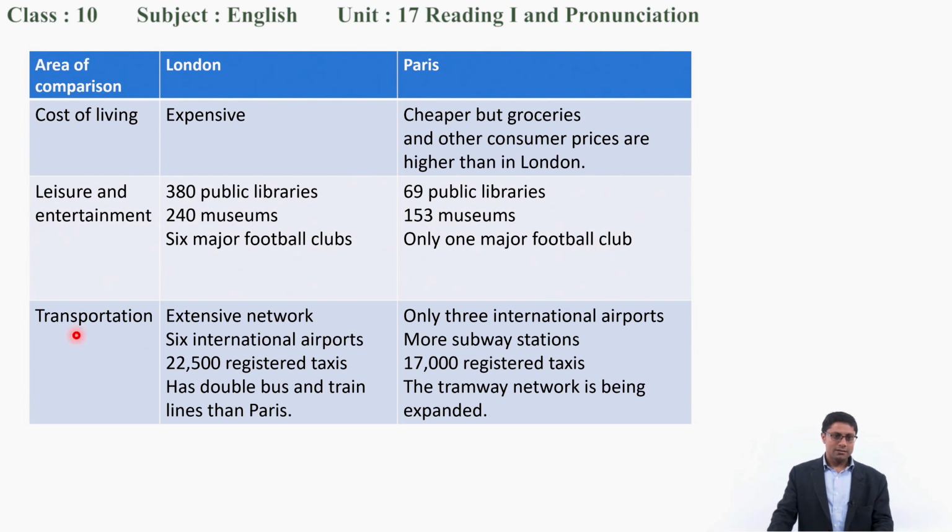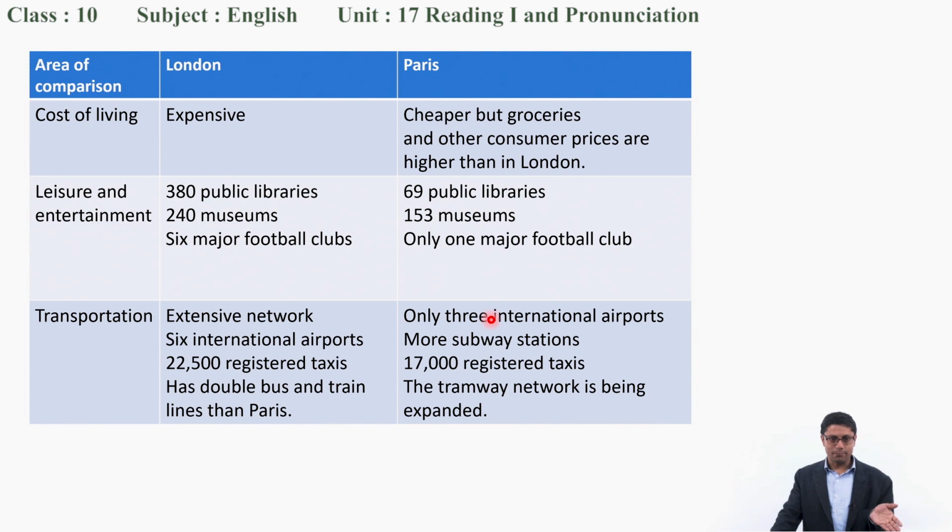Similarly, the next area of comparison is transportation. If we compare the transportation between London and Paris, London has a more extensive network of transportation. It has 6 international airports, 22,500 registered taxis, and almost double the bus and train lines than in Paris.